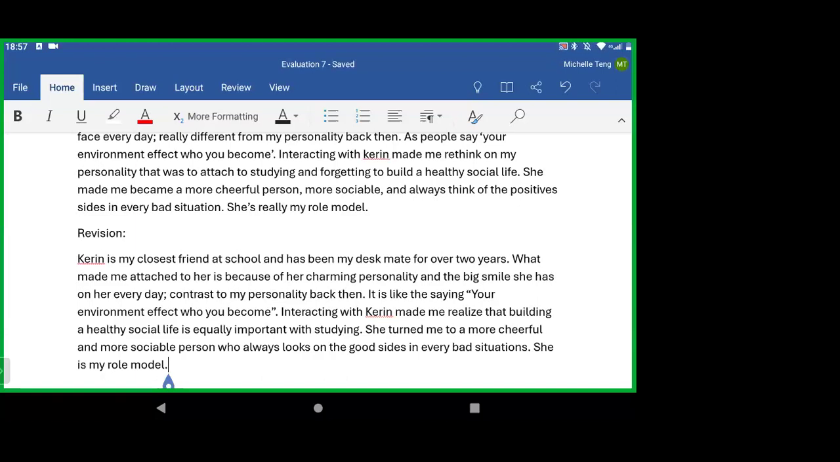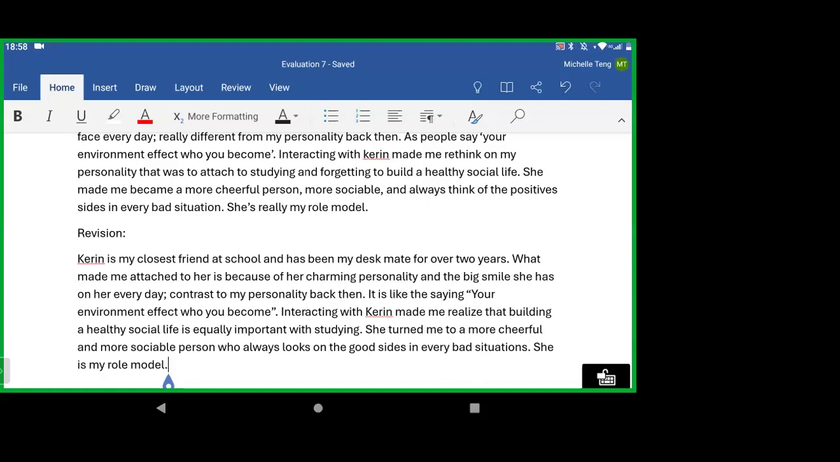Okay, next one. "She made me become a more cheerful person, more sociable, and always think of the positive sides in every bad situation." I actually changed this to "She turned me into a more cheerful..." Turn can mean that you change a person completely, or make a person different from what you used to be. So that's why "she turned me into a more cheerful and more sociable person."